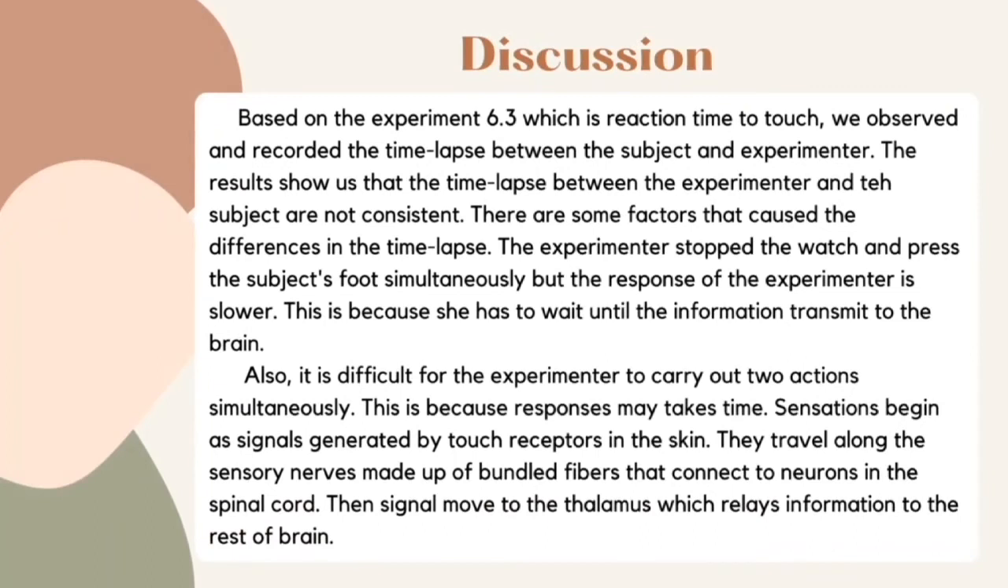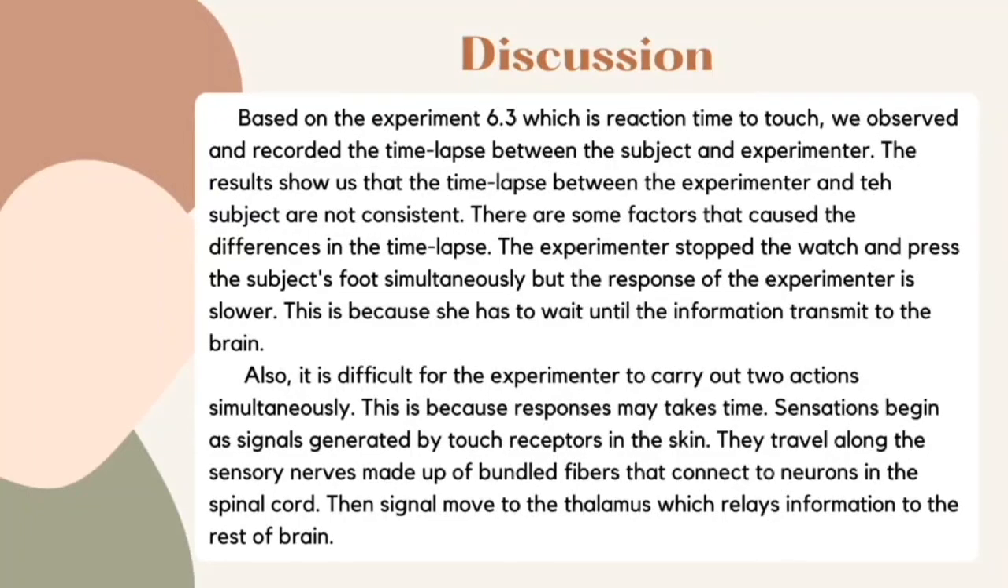For experiment 6.3, which is reaction time to touch, we observed and recorded the time lapse between the subject and the experimenter. The results show us that the time lapse between the experimenter and the subject is not consistent. There are some factors that cause the difference in time lapse. The experimenter stopped the watch and pressed the subject's foot simultaneously, but the response of the experimenter is slower. This is because he has to wait until the information is transmitted to the brain. Also, it is difficult for the experimenter to carry out two actions simultaneously. This is because the response may take time.